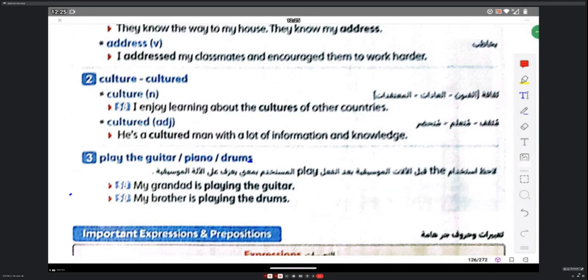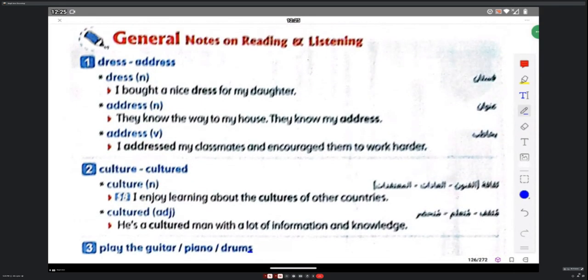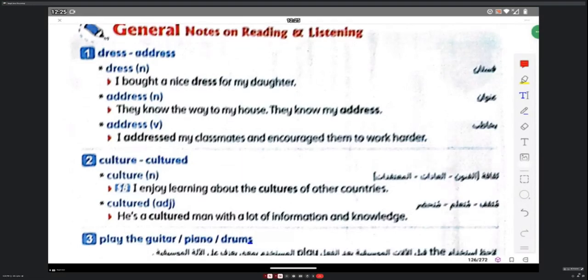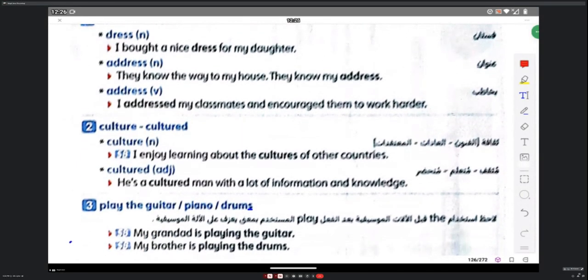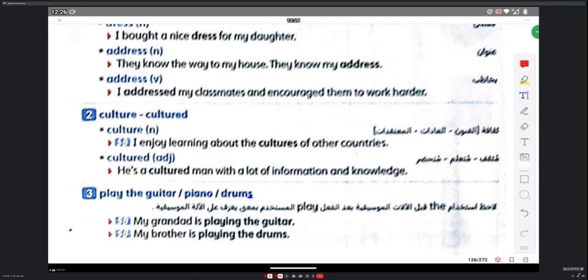Can I know some reading or listening? Dress and address. Dress is a noun. I bought a dress for my daughter. Address is a noun. They know the way to my house. They know my address. Address, verb. I address my classmates and encourage them to work harder.